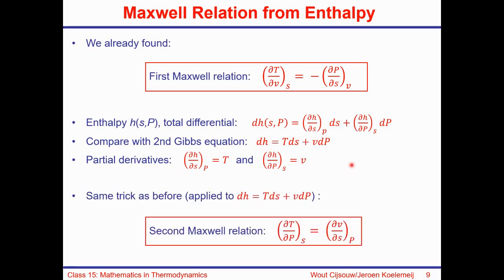Now we can apply again the same trick as before, and we have to apply that to this total differential form here, which I'm repeating here. So what we will do is take the partial derivative of T with respect to P for fixed entropy S, that's this term, and that's equal to the partial derivative of V with respect to S for fixed P. And this here is our second Maxwell relation.